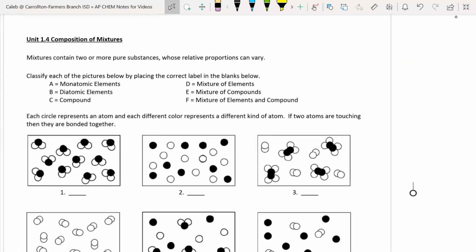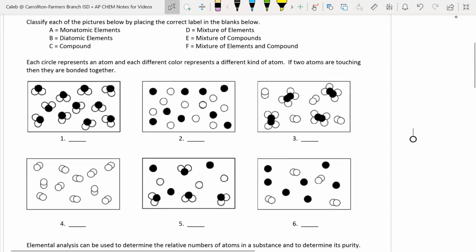Morris, and we're going to continue in this Unit 1. This time we're talking about composition of mixtures. So we finished talking about composition of pure substances. Now we're talking about mixtures. Quick review. We want to look at each of these and decide if they are monatomic elements, diatomic elements, a compound, a mixture of elements, a mixture of compounds, or a mixture of one or more elements and compounds.